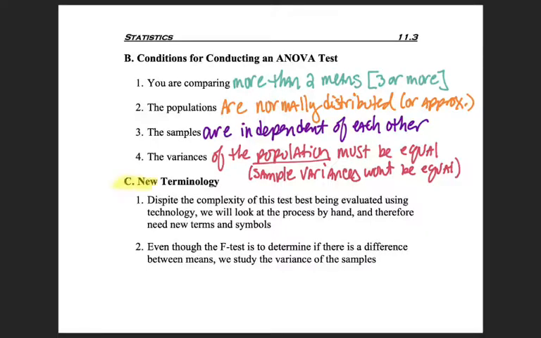And so along with this new test comes some new terminology. Despite the complexity of this test being best evaluated using technology, we're going to look at the process by hand, and therefore we're going to need some terms and symbols to solve it by hand. Otherwise, you would be looking at computer, calculator generated data. And even though the F test is to determine if there is a difference between means, we don't study the means. We study the variances of the samples.